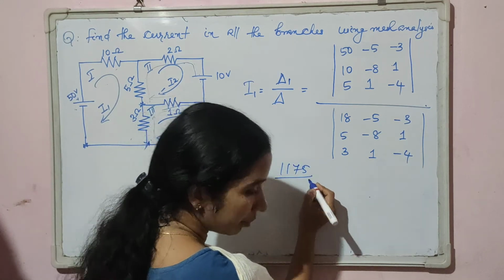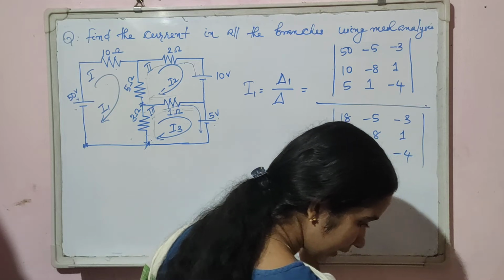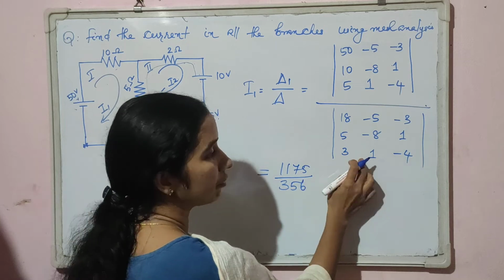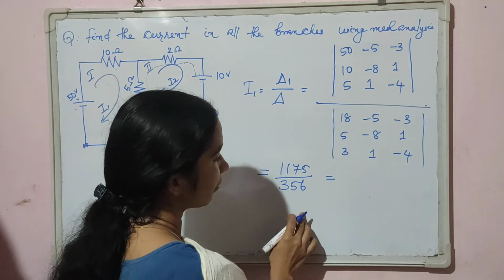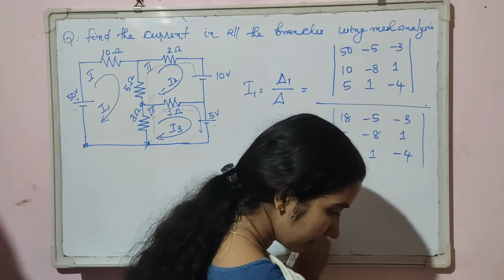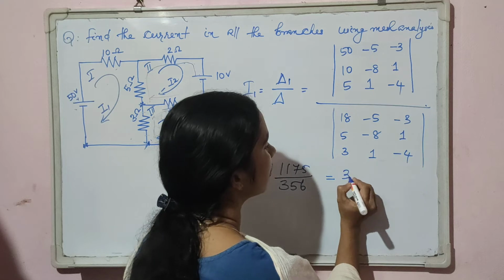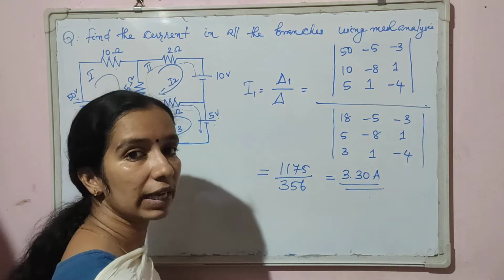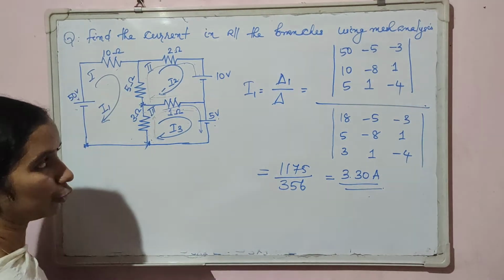1175, divided by 356. So the determinant of the original resistance matrix is 356. So 1175 divided by 356, you will get the value of I1 as 3.30 ampere. So I1 equals 3.30 ampere. Now let us calculate I2.